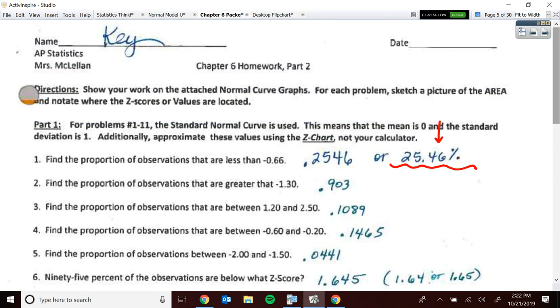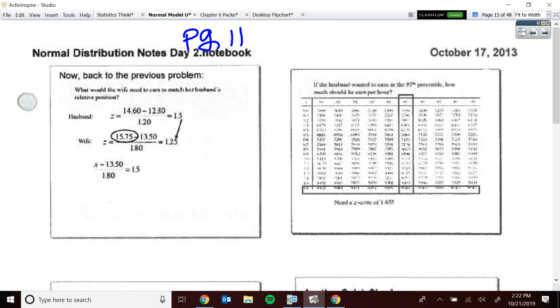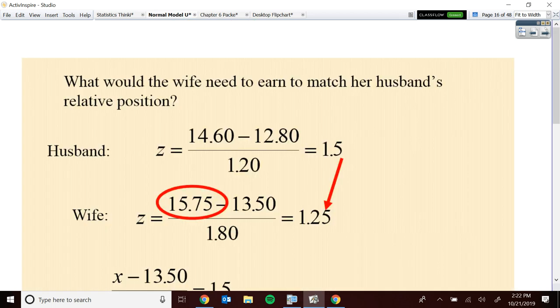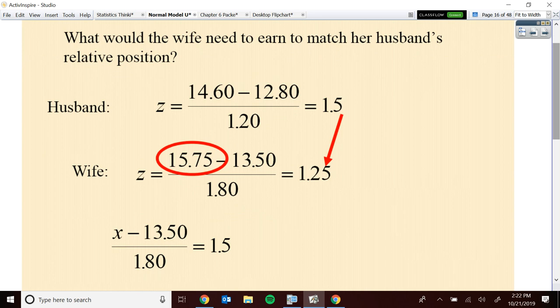All right, so now we'll go in your packet backwards to page 11, and we're going to start on this top left slide and go through these problems with this new idea that we're doing. I want to remind you of this problem because we started it on Friday. Remember, we had a husband and wife team at a company, in different departments. This was the husband's mean and standard deviation, and here was his salary, which gave him a z-score of 1.5.